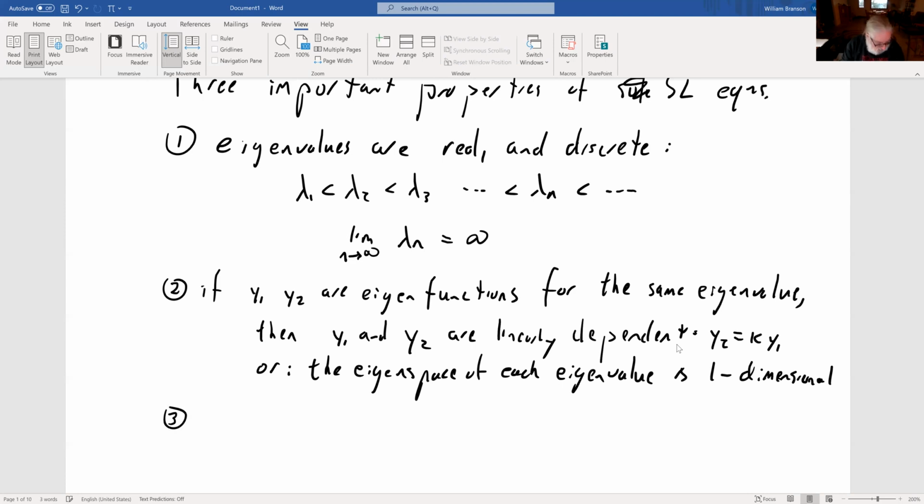And the third thing, and the thing that we are most interested in, and only one of these I'll actually prove, is that if lambda i does not equal lambda j, then y_i, which is an eigenfunction for lambda i, and y_j, which is the eigenfunction for lambda j, are orthogonal.